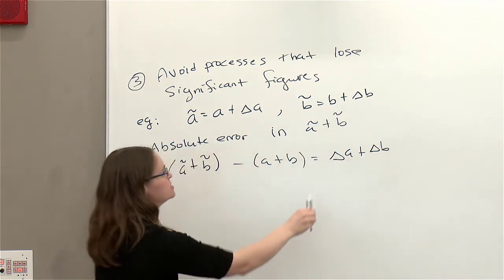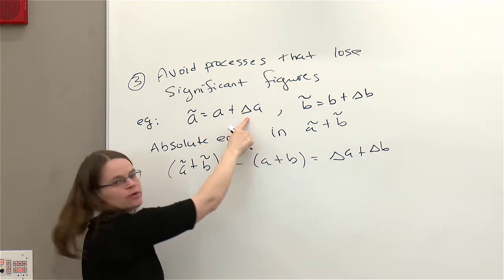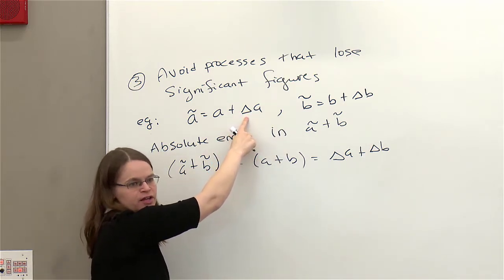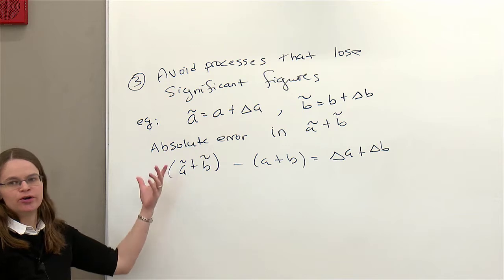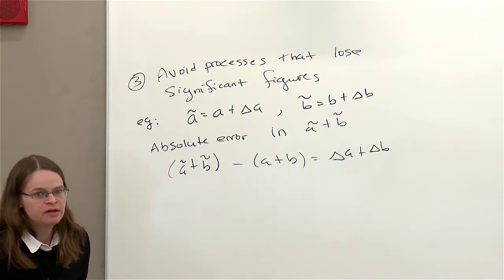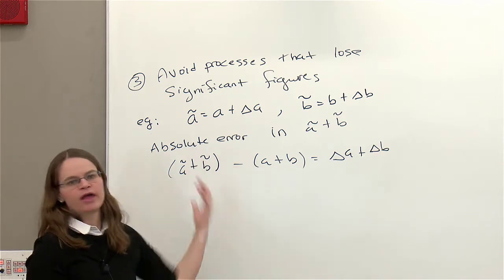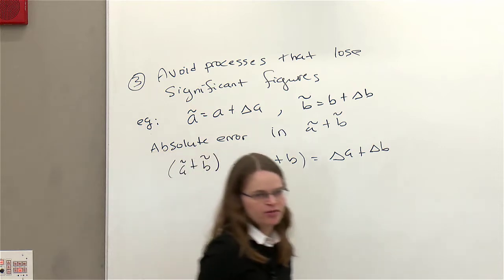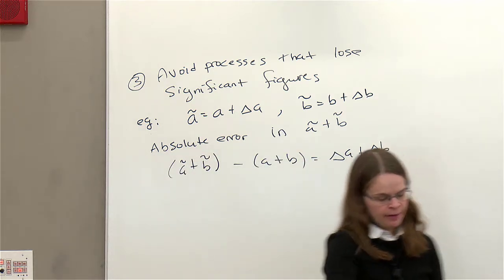Maybe the error in A was on the order of 10 to the minus 15. Now when we do an addition, the error is on the order of 2 times 10 to the minus 15. And if we added something else, okay, now the error is on the order of 3 times 10 to the minus 15. It's going up kind of slowly. So that's good.